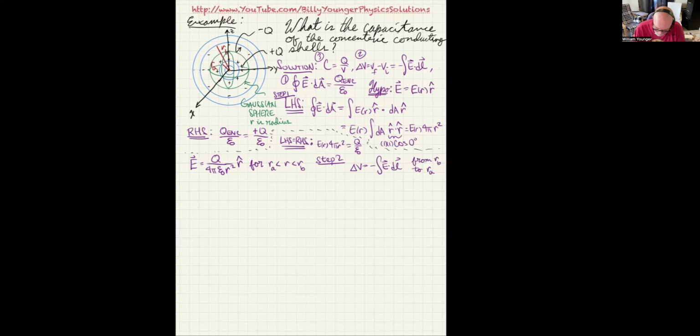I usually use this as a check to make sure I'm doing my line integrals correctly and all that good stuff. So here's the calculation. Delta V from RB to RA is going to equal the negative integral. Now I'm going to plug in my electric field, which is Q over 4 pi epsilon naught r squared, all of that times r hat. And now, as I've told you before, when we're doing this line or path integral to compute a voltage change, that's technically a line integral or a path integral.